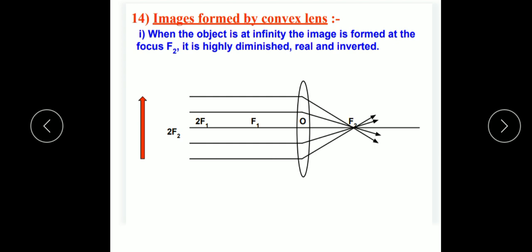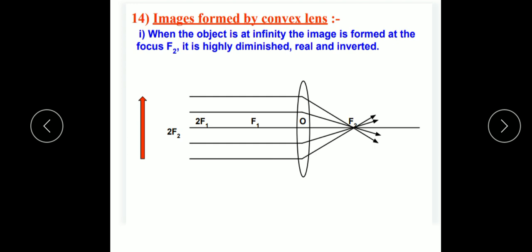When the object is at infinity, the rays of light starting from the object, on traveling such a large distance, are assumed to become parallel to each other while falling on the lens. Now, what is the nature of the image, what is the position of the image, and what is the size of the image? That we have to see here.